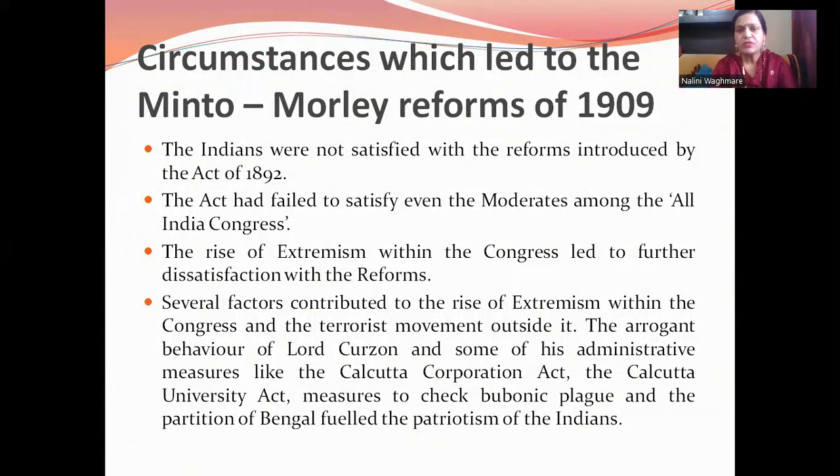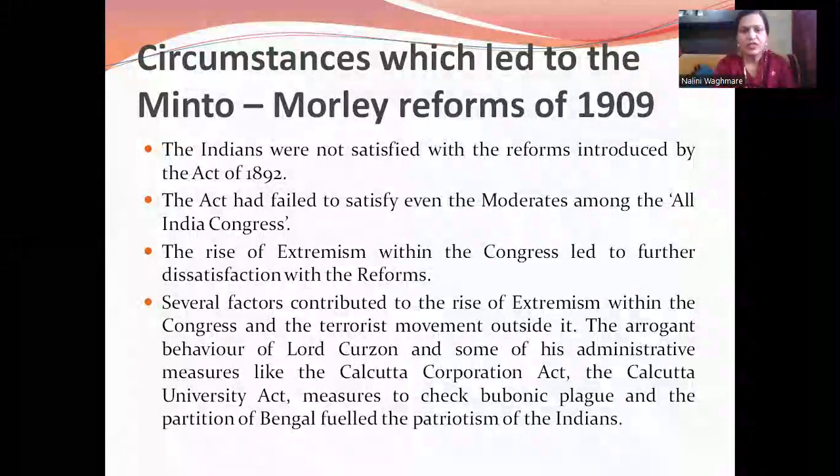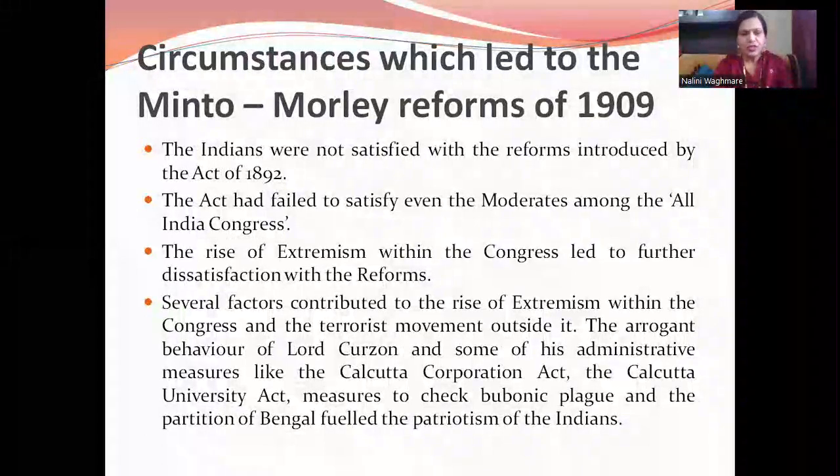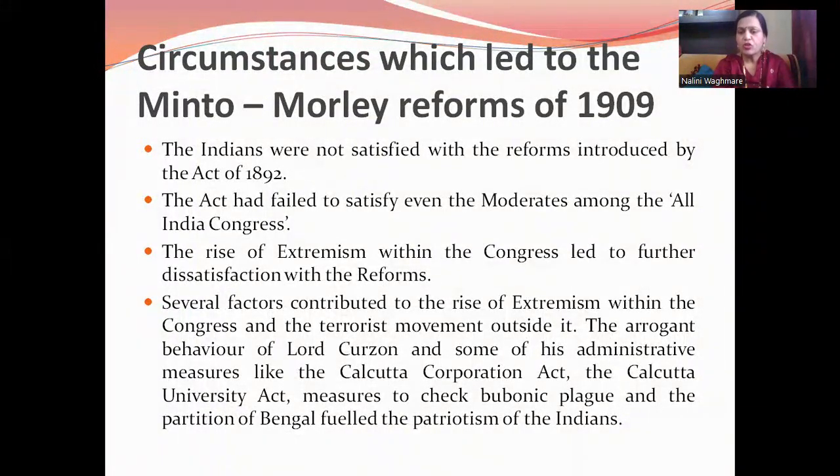The rise of extremism within the Congress led to further dissatisfaction with the reforms. As we know, we find differences between extremists and moderates. Several factors contributed to the rise of extremism within the Congress and the terrorist movement outside it. The arrogant behavior of Lord Curzon and some of his administrative measures, like the Calcutta Corporation Act, the Calcutta University Act, measures to check bubonic plague, and the partition of Bengal, fueled the patriotism of the Indians.